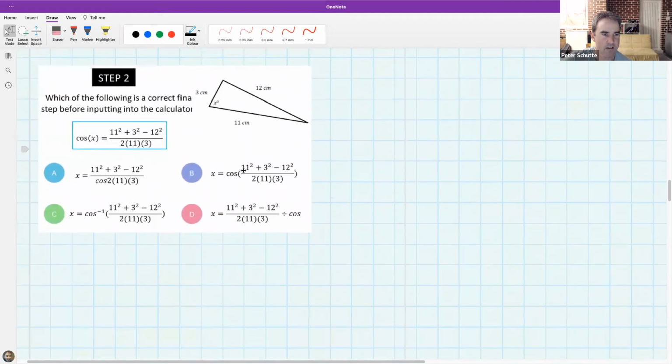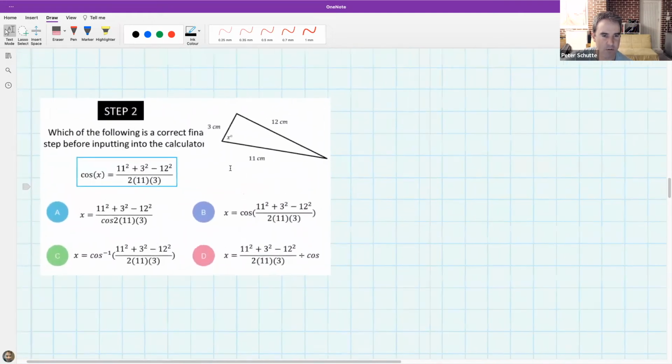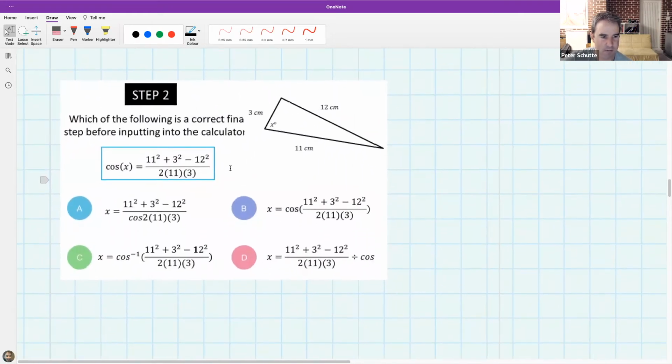Okay. Let's do one more of these. I quite like these multiple choice questions, just to make you think. So which of the following is a correct final step before inputting into your calculator? Which of the four steps do you think is going to show the final step here? It's a bit more cluttered, I know, but just keep calm and think, what will the final step be?